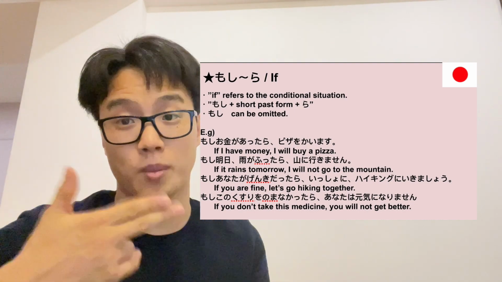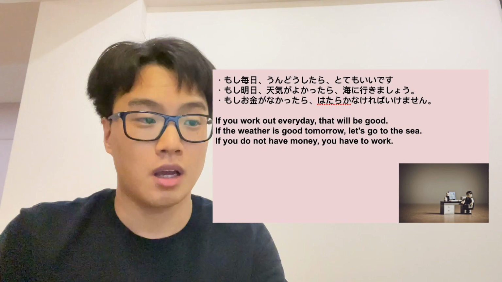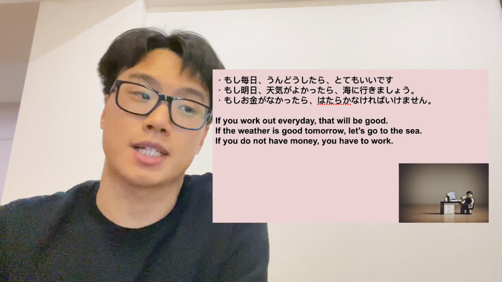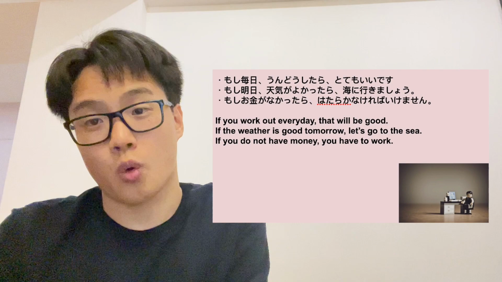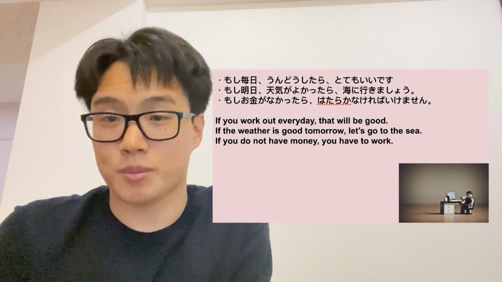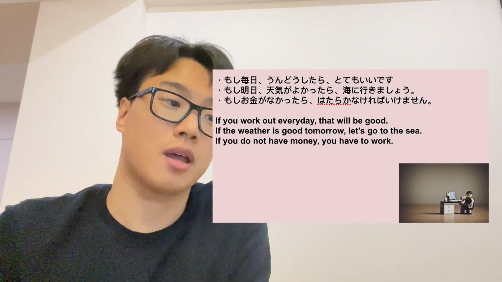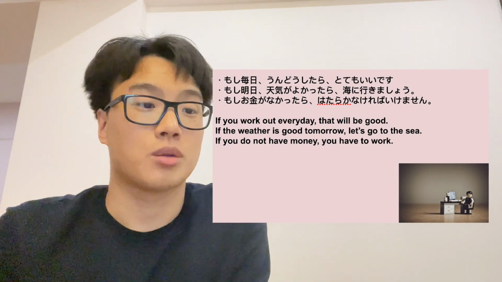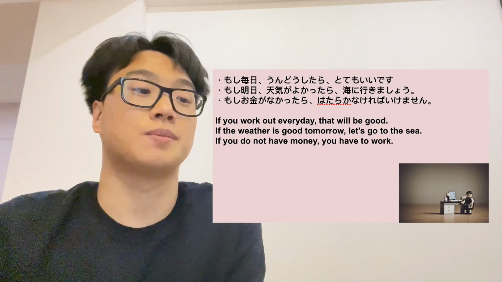So 飲む、飲まなかった, short past negative form. More examples. もし毎日運動したらとてもいいです。もし if 毎日 every day 運動する work out and its past tense, short past tense will be 運動した。らとてもいいです。If you work out every day, that will be good, that will be amazing.